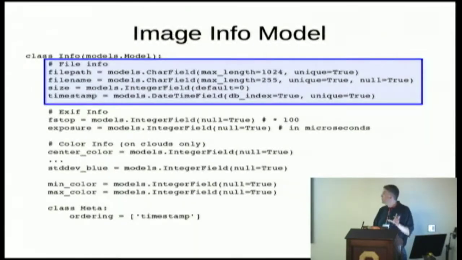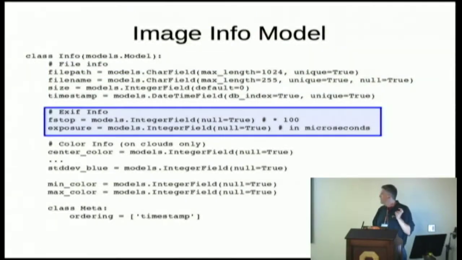So here's the image model. I don't want to spend a whole lot of time on the code, but with Django ORM, for those who are not familiar, you explicitly define in a model the columns in your table. And so here's some basic file info: the path, where the file is located, the name of the file, how big it is, and when the photo was taken. And then I get some of the EXIF info, like the f-stop and the exposure, because I don't control for that. I let the camera decide how long of an exposure and what f-stop.